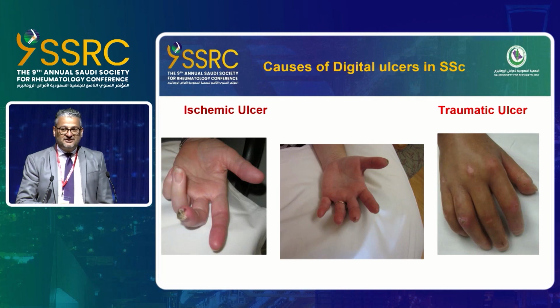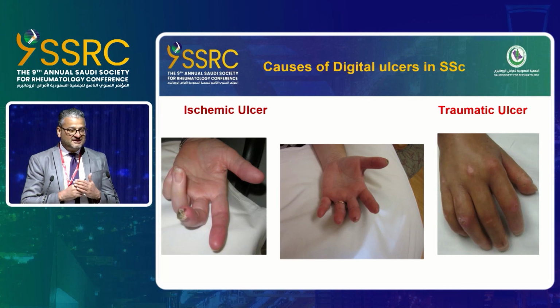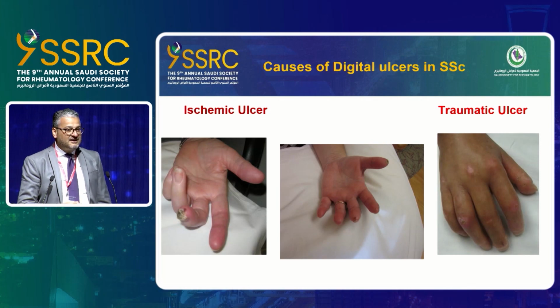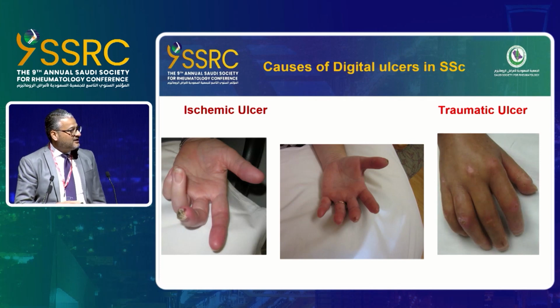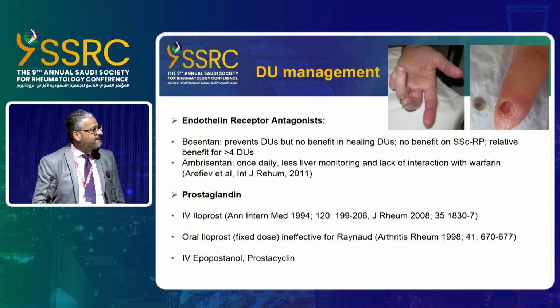There's 2 types of ulcers. I think this is very important for fellows. There's something called ischemic ulcer, which comes in the tip of the fingers, and there's traumatic ulcers, which are more on the dorsal aspect of the hands. So usually most of the treatments consider ischemic ulcers more than traumatic ulcers. So when you are reading the studies, it's more highlighting or enrolling ischemic ulcer patients.